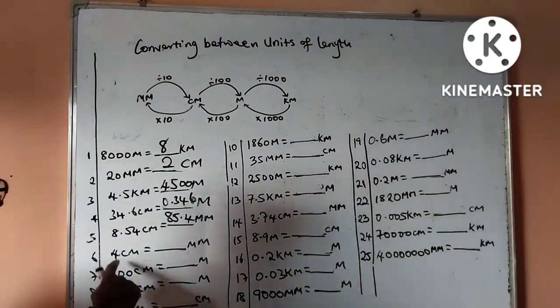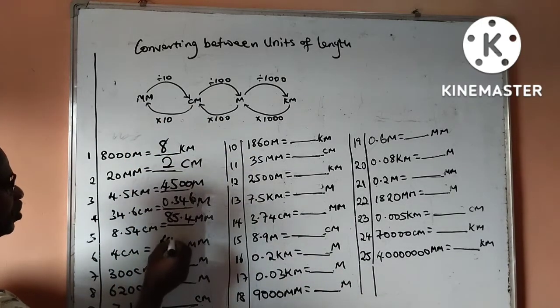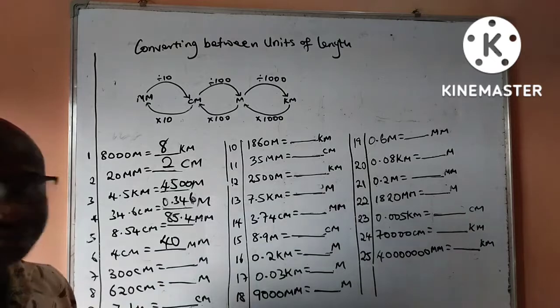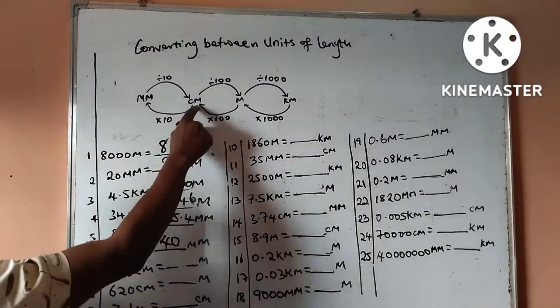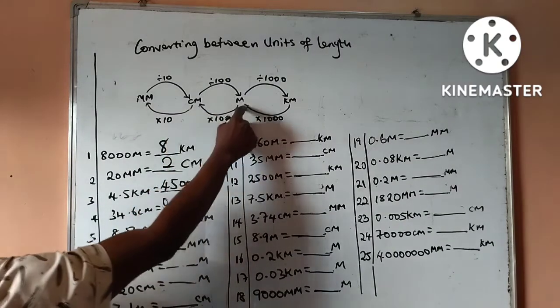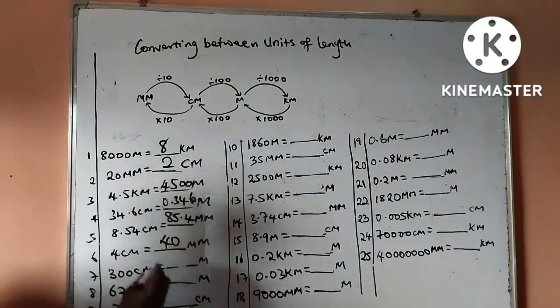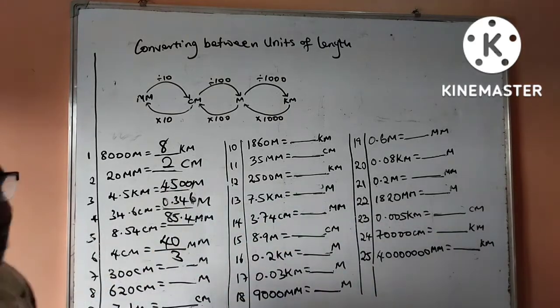I go to number 6. cm to mm, I multiply 4 by 10, and that is going to give me 40. We move to number 7. cm to meters. From cm to meters, I simply do what? I simply divide by 100. So this is going to give me 3. Meaning that 3 meters is equal to 300 centimeters.